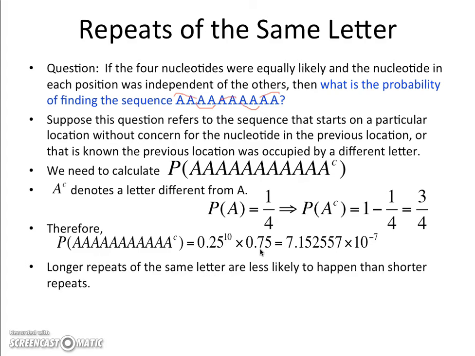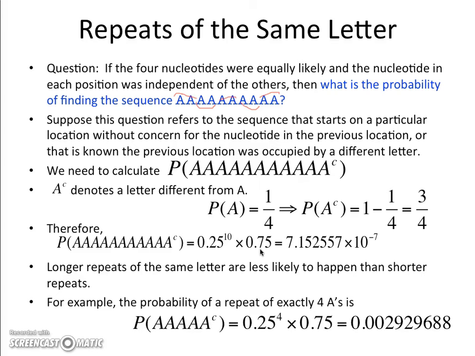So what we learn is that longer repeats of the same letter are less likely to happen than shorter repeats. If we computed the probability of a repeated sequence with 4 repetitions of A, it is the same type of calculation, but now we multiply 1/4 by itself 4 times, and then that is multiplied by 3/4, and we get a number. This would be 2.9 times 10 to the minus 3, right? Compare that number, 10 to the minus 3, versus a number with order of magnitude 10 to the minus 7. So this probability is much larger than that probability.